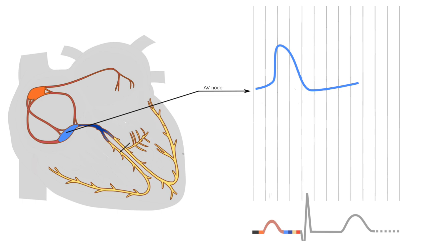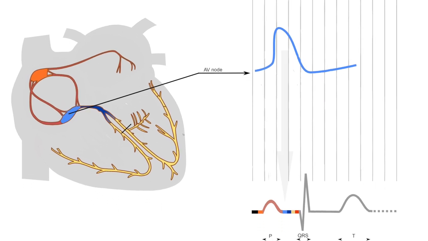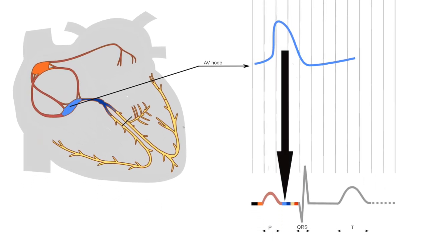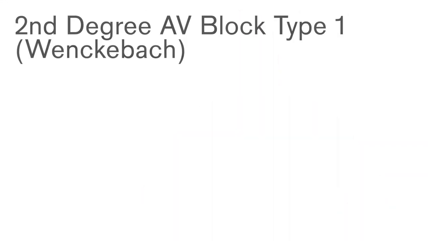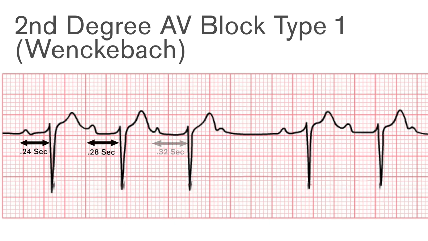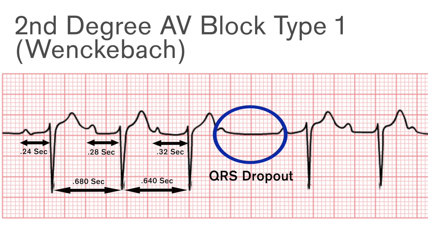Back to the conduction image, we can see the light blue waveform, which is related to the AV node within the PR interval. You can see in this example that the PR interval is elongating until the QRS block and that the RR interval is getting shorter as well.